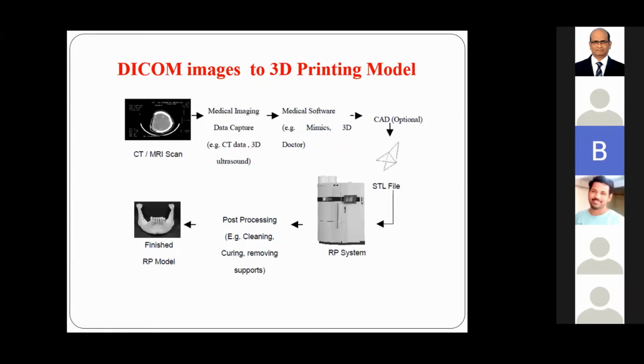With that we are going to develop a CAD model. That CAD model we extract and convert as an STL file. That STL file we use for manufacturing a 3D printed component. Then the 3D printed component we use for our application.